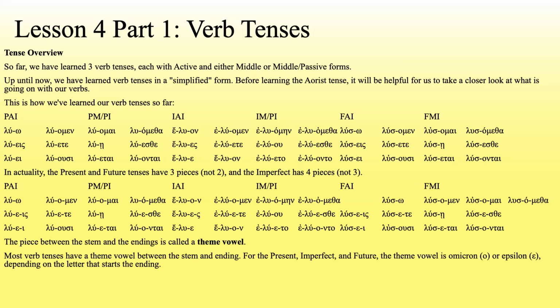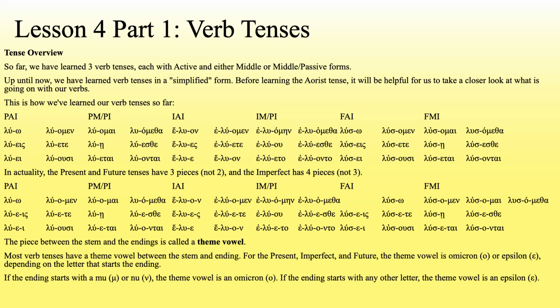Now, most verb tenses have a theme vowel between the stem and the ending. For present, imperfect, and future, the theme vowel is omicron or epsilon, depending on the letter that starts the ending. And again, this is in the indicative mood. It'll change when we get to other moods far later in this course. If the ending starts with a mu or a nu, the theme vowel is an omicron. If the ending starts with any other letter, the theme vowel is an epsilon, which is why for our participles, we only saw omicron theme vowels, because for the present active participles, the next thing was a nu. For the present middle passive participles, the next thing was a mu. So we only saw omicron theme vowels.